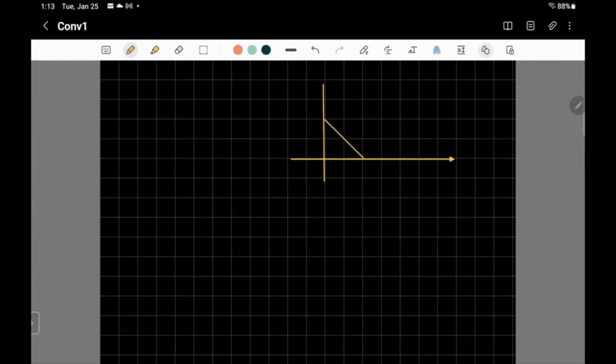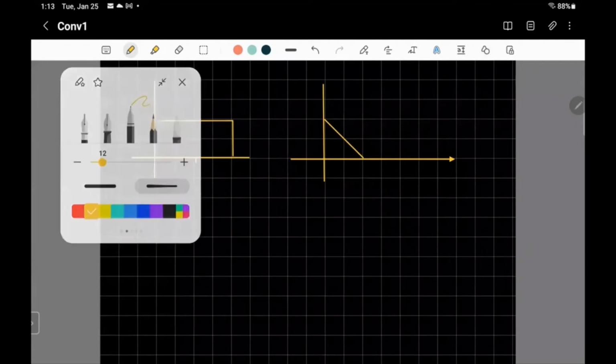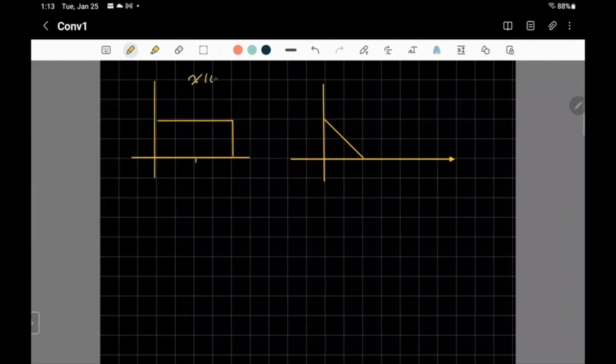That's h of t. And the input to the system is a rectangular pulse of width equal to 2 and shifted. So that's x of t. The height of the signal is 1. That's 1, that's 2. And that's h of t, and that's t.